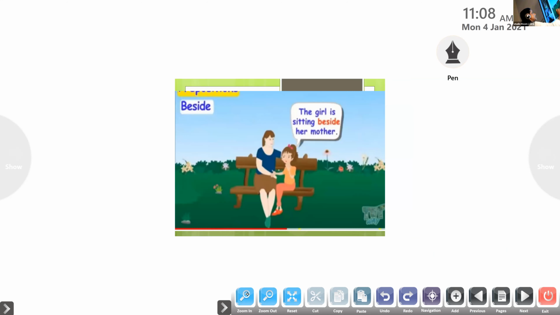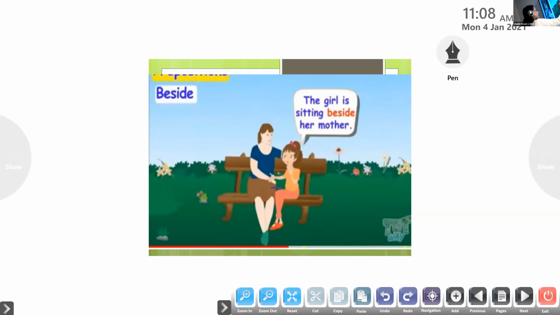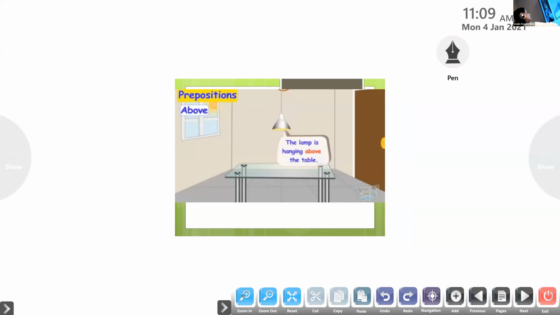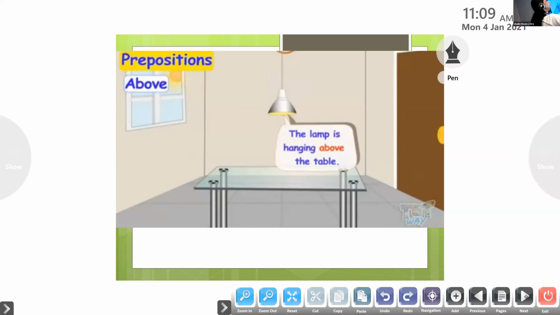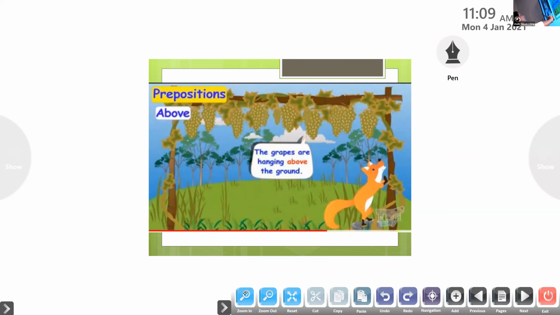So you can see this example tells you beside means sitting very next to. Okay, very close to, touching each other. So the girl is sitting beside her mother. Okay. Now, where is the lamp? The lamp is hanging above the table. Above. The grapes are hanging above the ground. Okay.